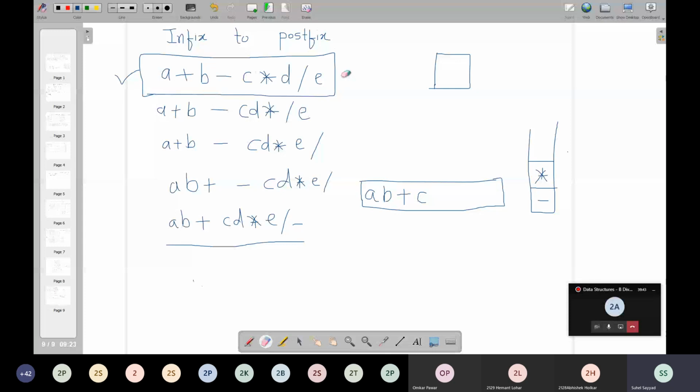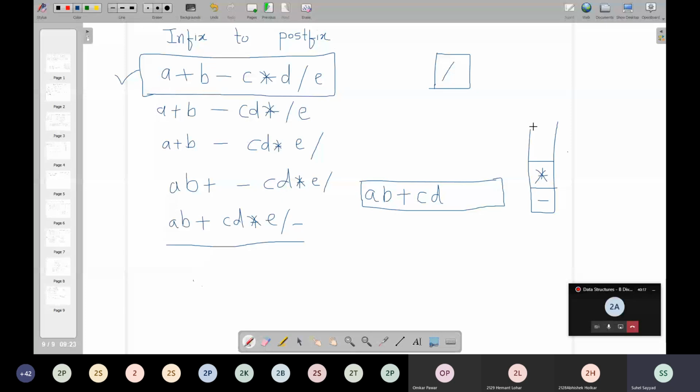So next is D that we will scan, right? So what is D? D is an operand. So if it is an operand, it will directly go in our output string. Correct? Next we will scan division. Division is what? Operator or operand? It is an operator. So it has to do something with stack.